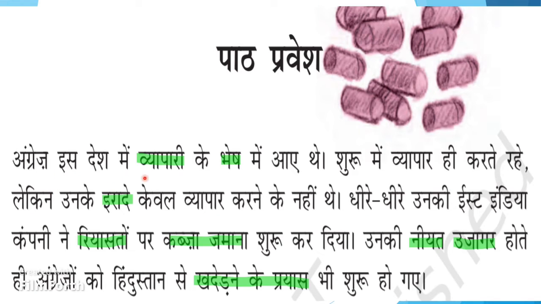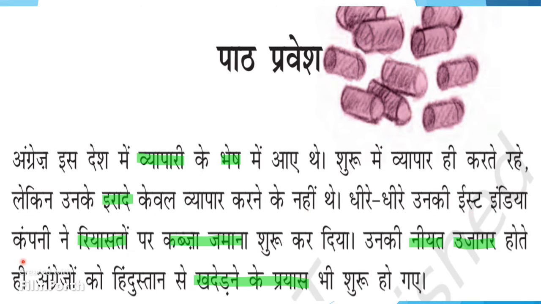अंग्रेज इस देश में व्यापारी के भेष में आए थे. English people had come to our country India in the form of businessmen. व्यापारी means businessmen, भेष में means in their form. शुरू में व्यापार ही करते रहे, लेकिन उनके इरादे केवल व्यापार करने के नहीं थे. Initially they kept on doing business, but their ultimate motive or intention was not business alone. इरादे means intention or purpose or motive.